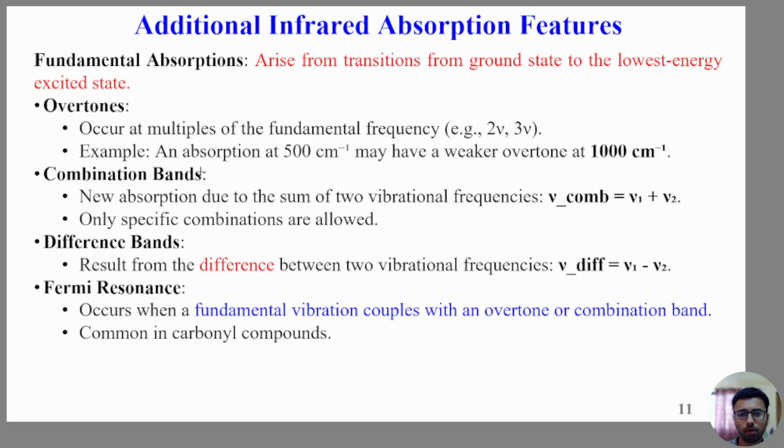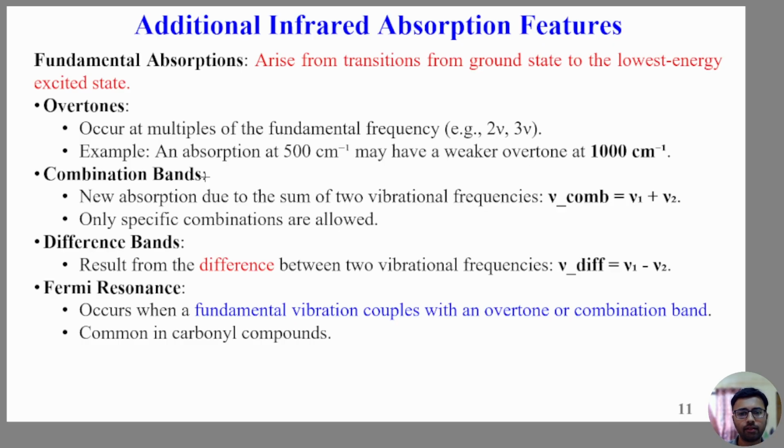These transitions produce the strongest peaks in an IR spectrum. Most of the characteristic functional group absorptions we discussed earlier are fundamental vibrations. However, quantum mechanics allows for other types of transitions as well. One example is the overtone. Overtones occur when a molecule absorbs energy corresponding to multiple vibrational quanta at once.